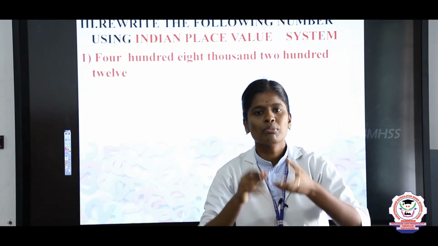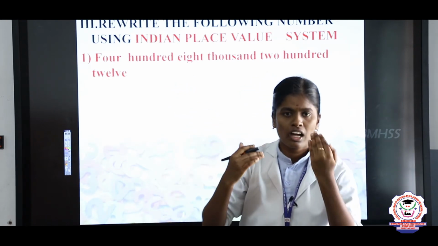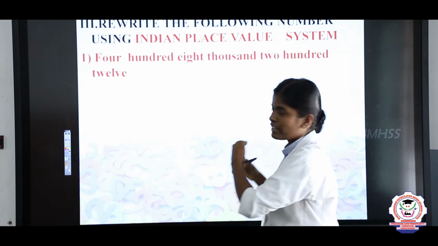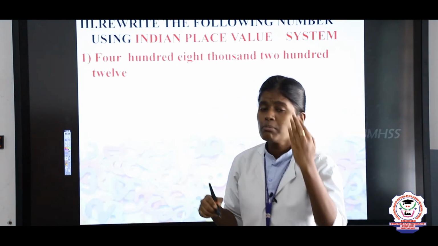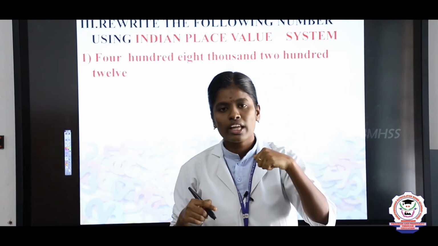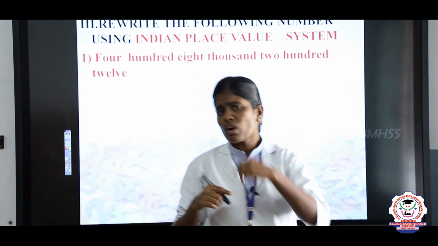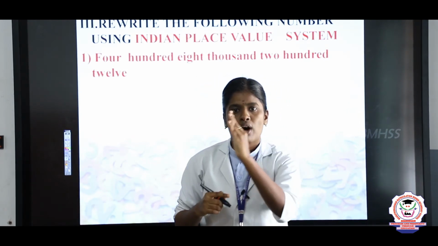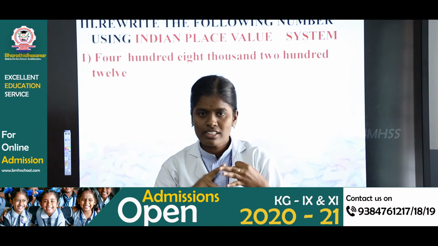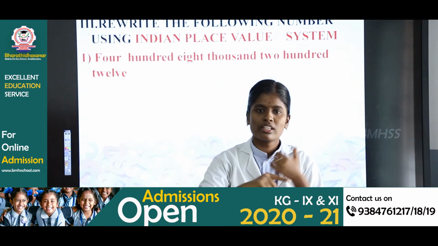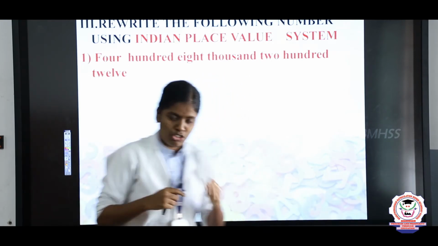Indian place value means that after thousands we should use lakh. First you write the number 408,212. So tell me Krish, totally how many subperiods are there? Yes, we have 6 subperiods and 2 common periods. What are the 2 common periods? Ones and thousands. The 6 subperiods are ones, tens, hundreds, thousands, ten thousands and hundred thousands. Now you should put the boxes.